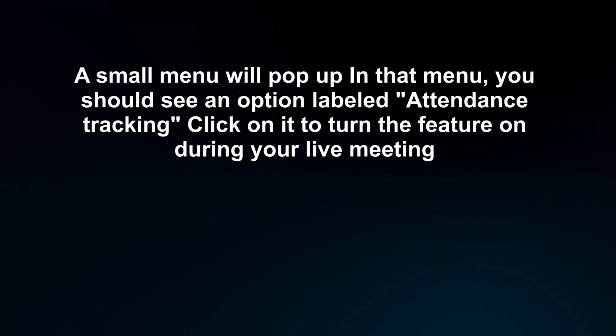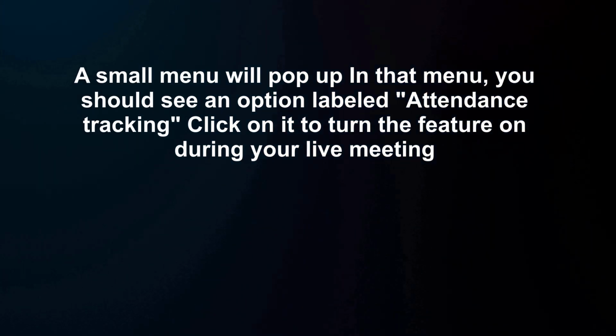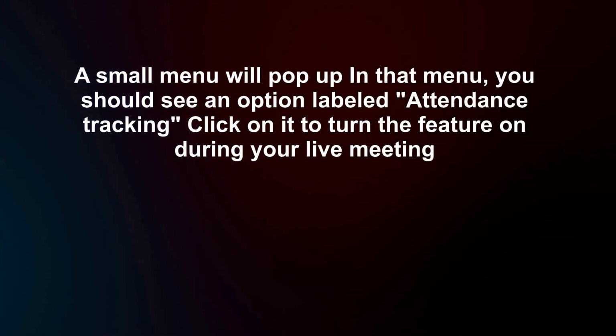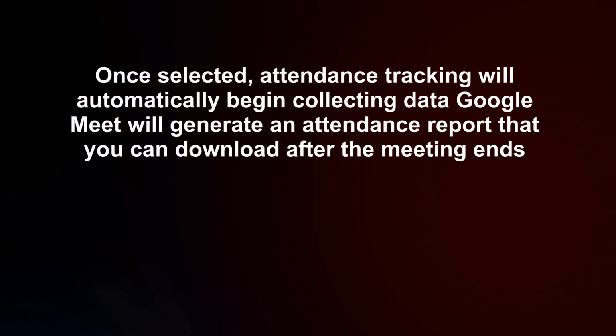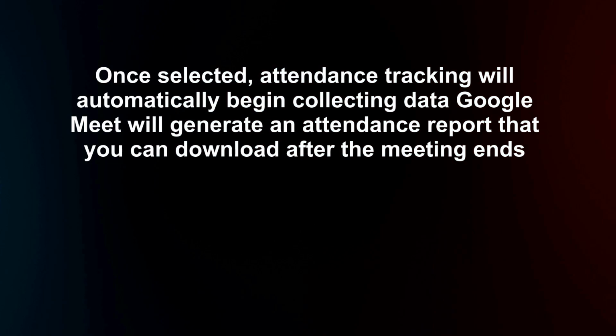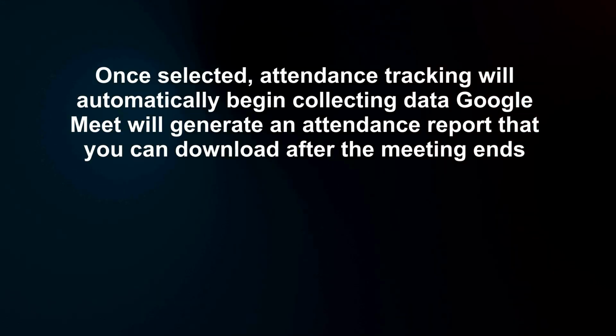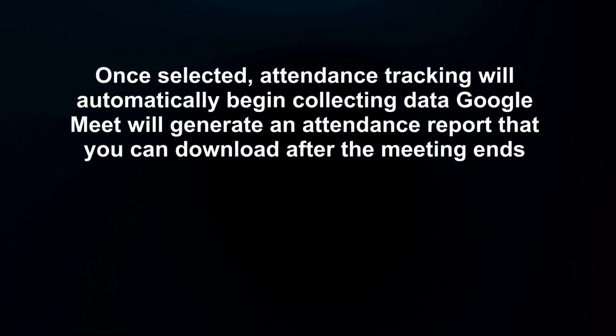In that menu, you should see an option labeled Attendance Tracking. Click on it to turn the feature on during your live meeting. Once selected, attendance tracking will automatically begin collecting data. Google Meet will generate an attendance report that you can download after the meeting ends.